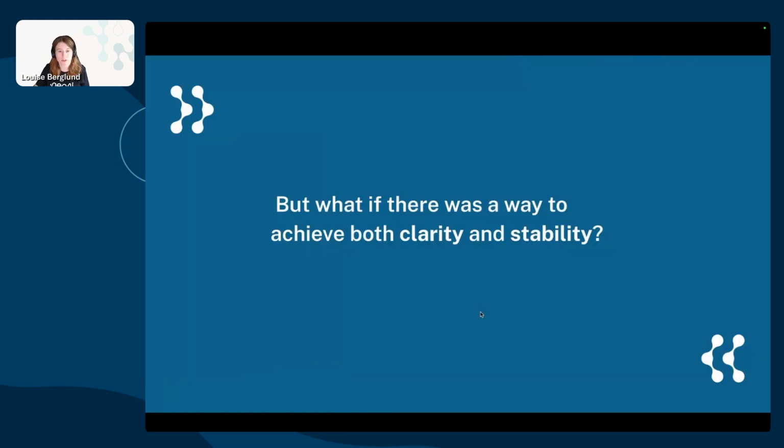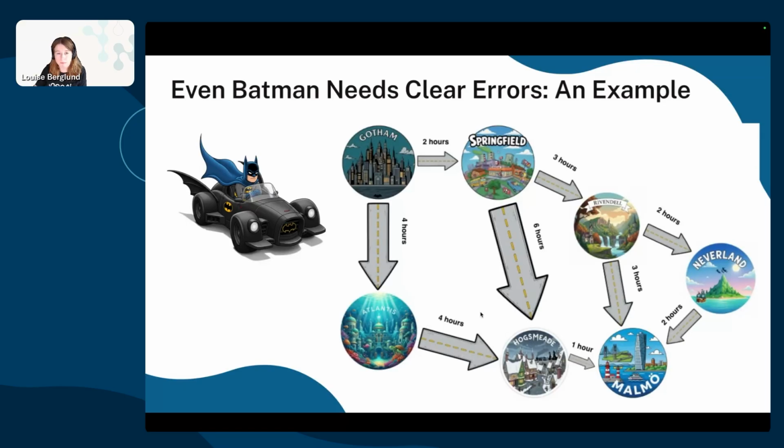So internally we started to think, what if there is a way to achieve both the clarity and the stability? And this is one of the points on which we based our new error project, which has been a multiple year cross-team project, to get a new error framework. But first, before I go into the new things, I will take a step back and show you an example.